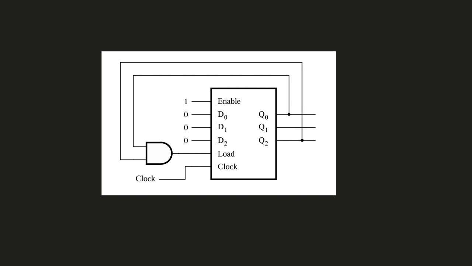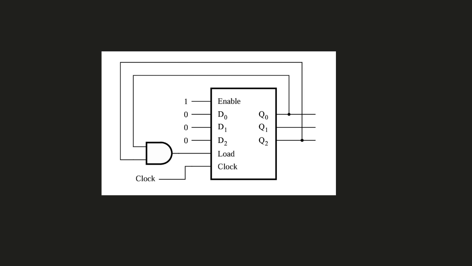When this load is 1, and this load will be 1 when Q0 and Q2 are both 1, because then 1 gets fed into this AND gate, and this AND gate will need to spit out a 1 for load to be 1. And when load is 1, this whole thing gets reset. So let's see when this value occurs.